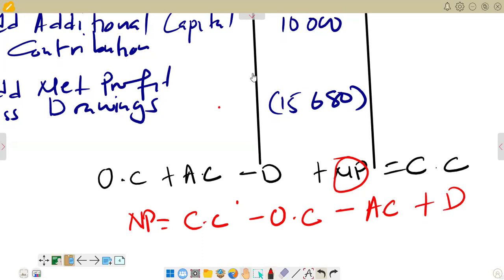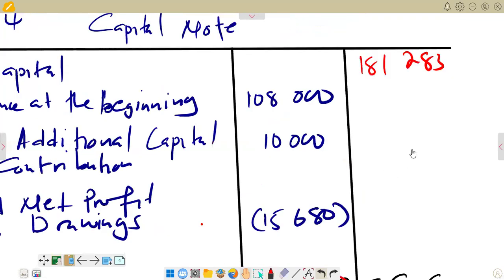So we are saying closing capital 181,283. We add our drawings 15,680. We subtract our additional capital 10,000. We subtract again our opening capital 108,000. Then the figure for net profit that we are going to get there is 78,963. So this is what we have, guys, according to this video.